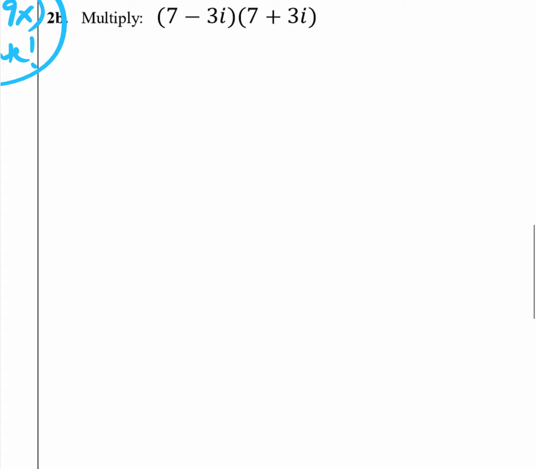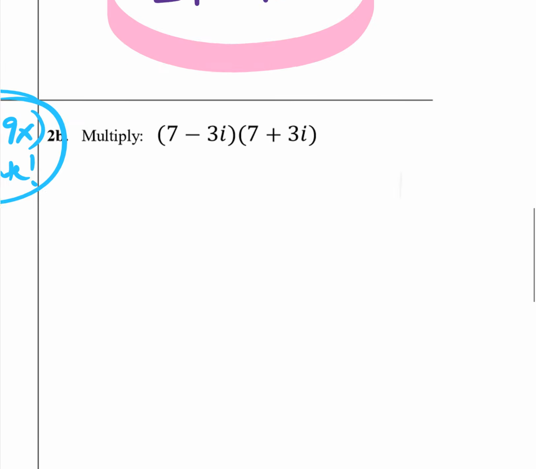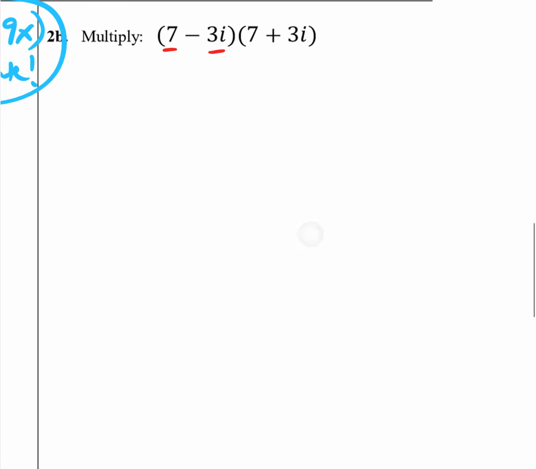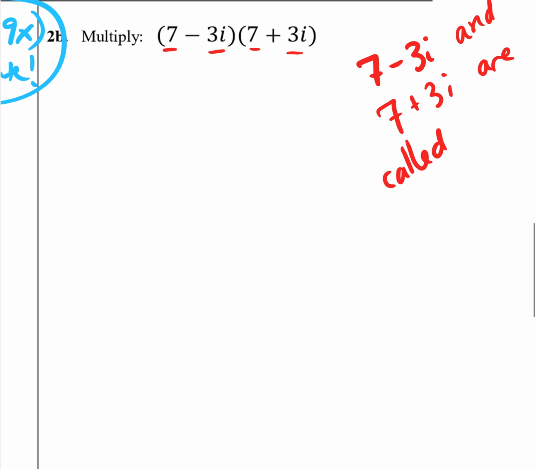All right, now we want to multiply these two together. This looks more like the previous examples up here, where it was two terms, a plus bi and a plus bi. Well, this one's interesting because it has the same terms, a 7 and a 7, and a 3i and a 3i, but they have opposite signs in the middle, a minus and a plus. Just to point this out, because it will be important coming up, 7 minus 3i and 7 plus 3i are called, what are they called?